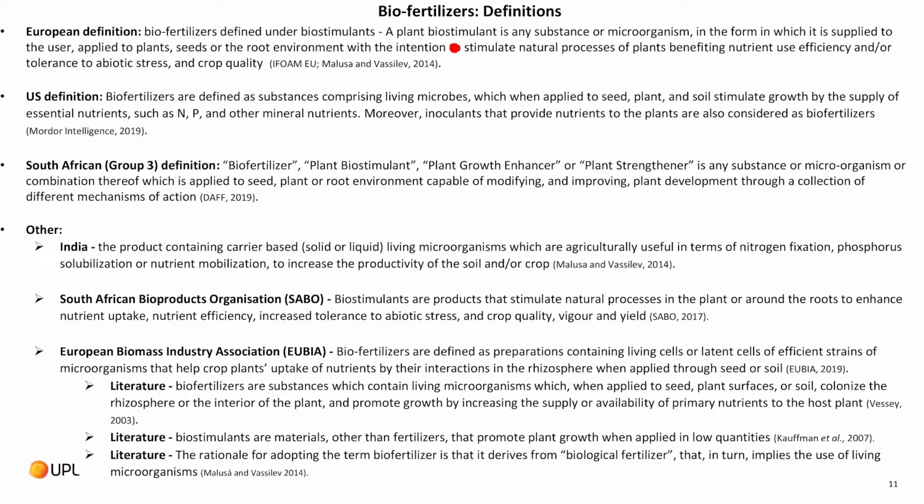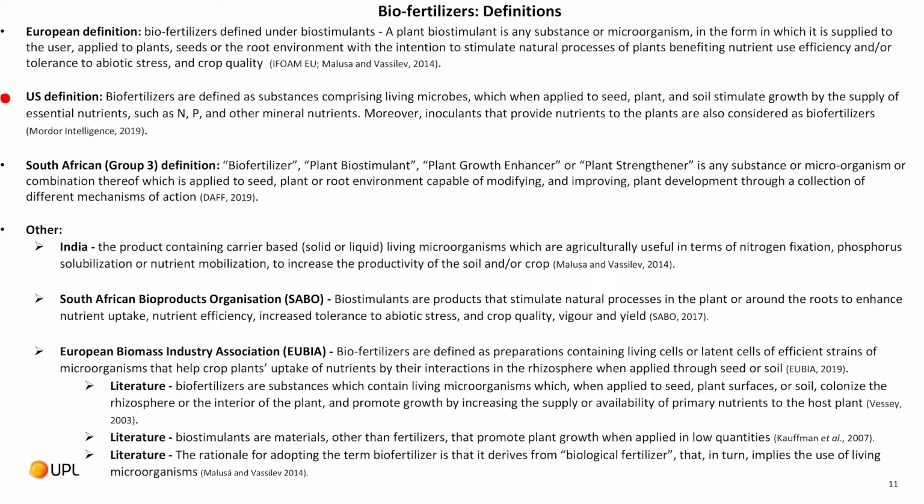But there are a few very interesting aspects coming out of that definition. Firstly, they say any substance, so it can be non-living active ingredients or microorganisms. They also talk about stimulating natural processes, benefiting any nutrient deficiencies. There's the mentioning of abiotic stress and crop quality.